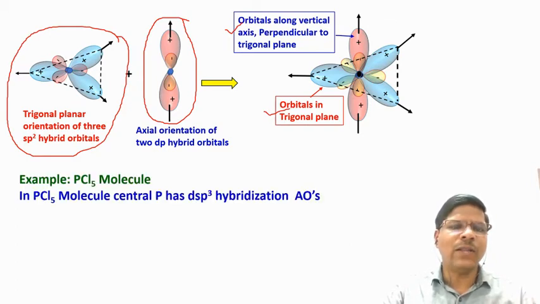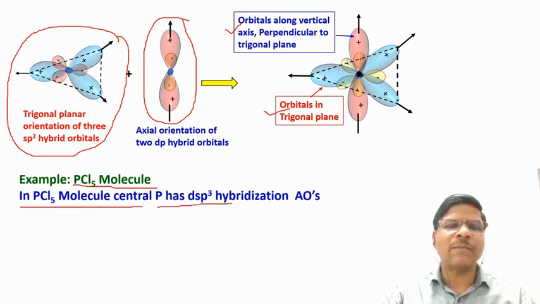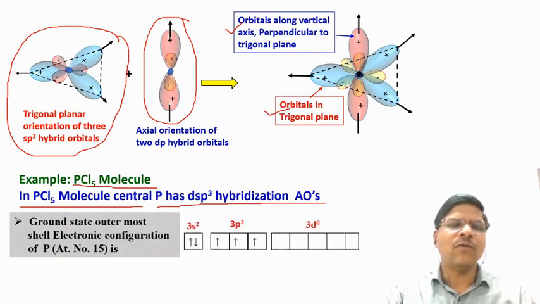Now, what is the example? Example is the PCl5 molecule. In the PCl5 molecule, the central phosphorus atom has dsp3 hybridization. So ultimately, we have to consider the phosphorus atom. The atomic number of phosphorus is 15, and the ground state electronic configuration for the outermost shell is 3s2, 3p3 and 3d0. So the 3s orbital of phosphorus is filled, while the 3p orbitals are all half filled.